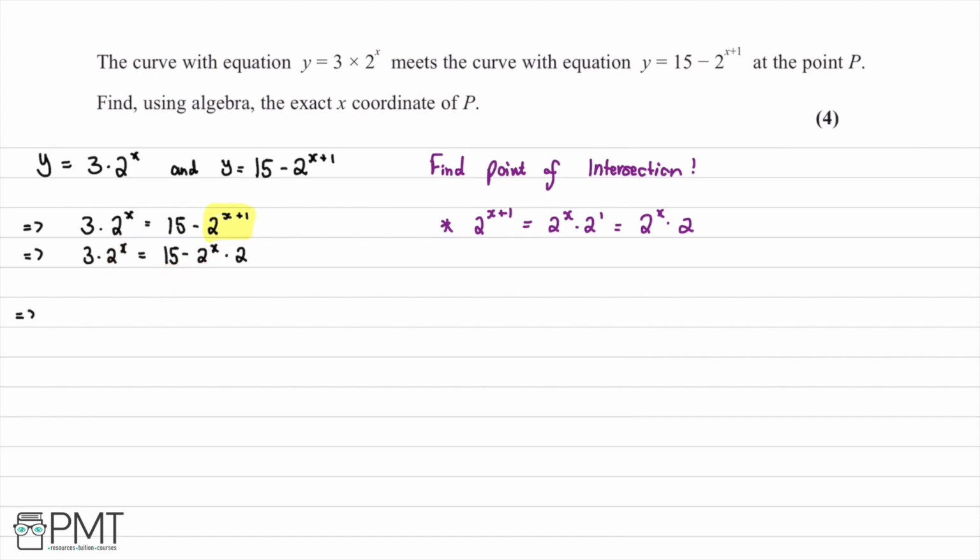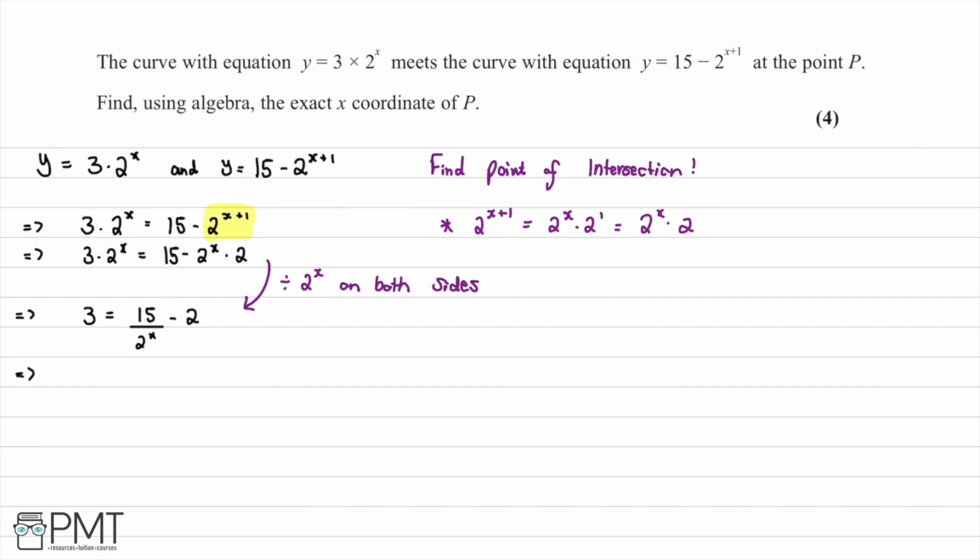So just writing that down, we divide by 2 to the power of x, so we have 3 equal to 15 divided by 2 to the power of x, and the 2 to the power of x cancels out on this term, which leaves us with negative 2. We divided by 2 to the power of x on both sides. And now what can we do? Well, we can get rid of this negative 2 by adding 2 to both sides.